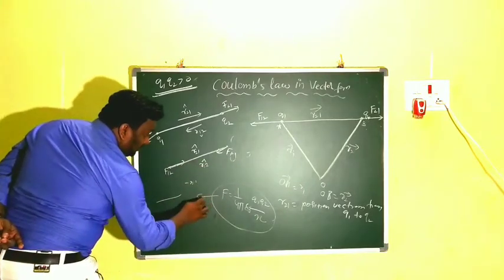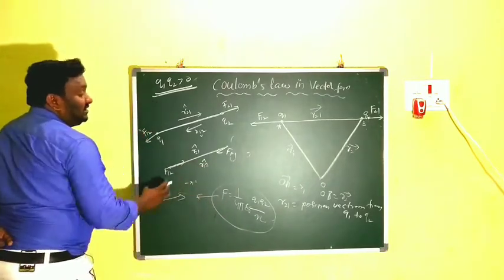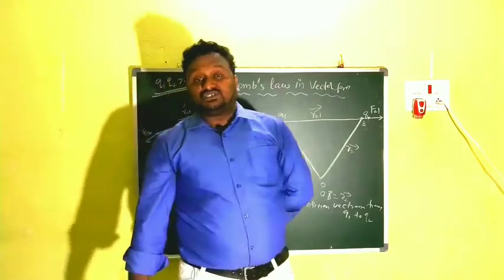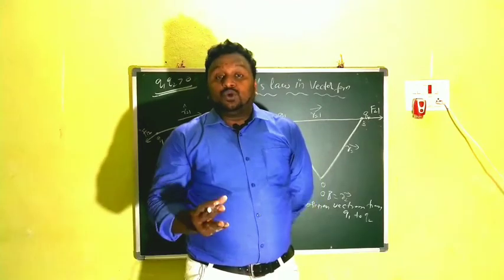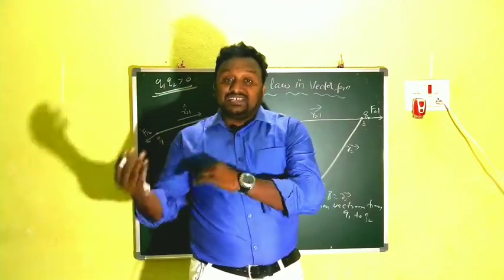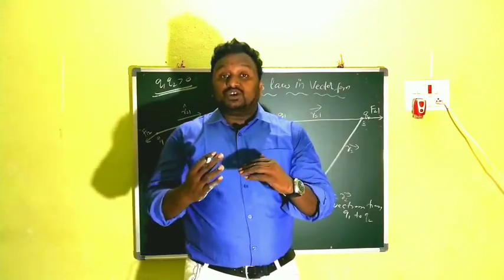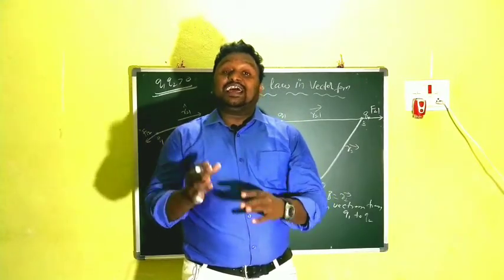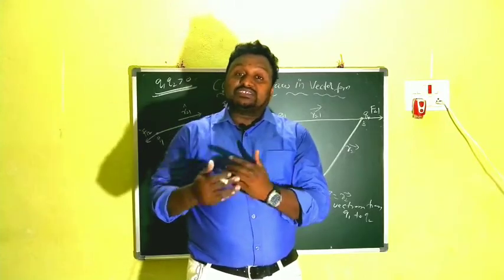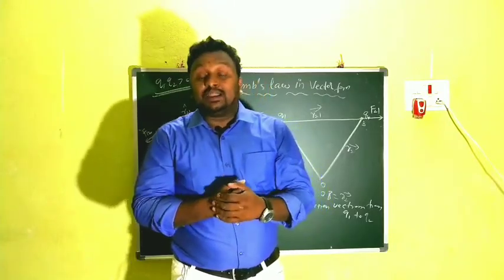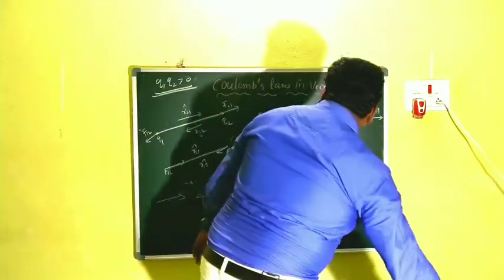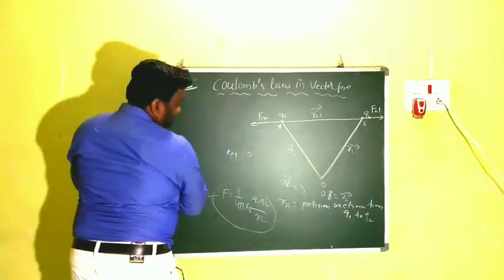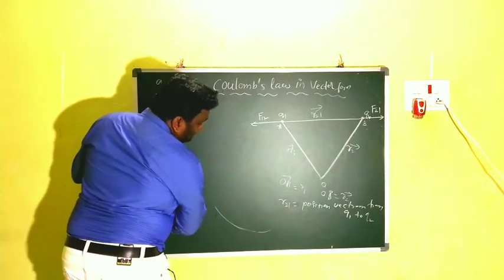In this other case, F12 and F21 seem to be facing each other. That means this is the attractive force. Clear? So when Q1 Q2 is less than 0, the nature of the force must be attractive. When Q1 Q2 is greater than 0, the force is repulsive. Clear? After that, from this figure I am going to write like this.